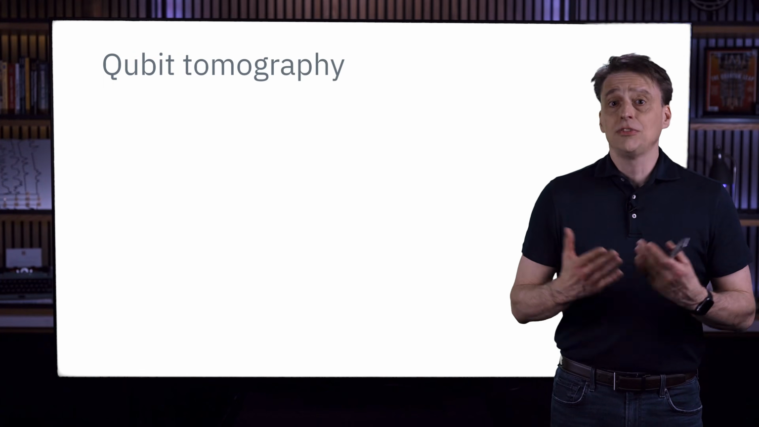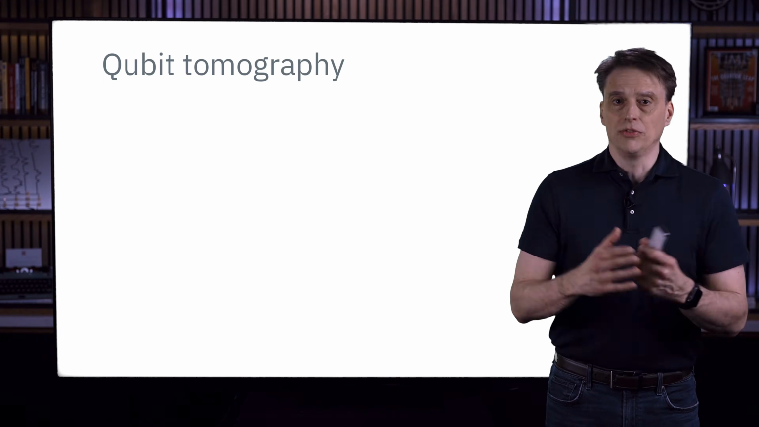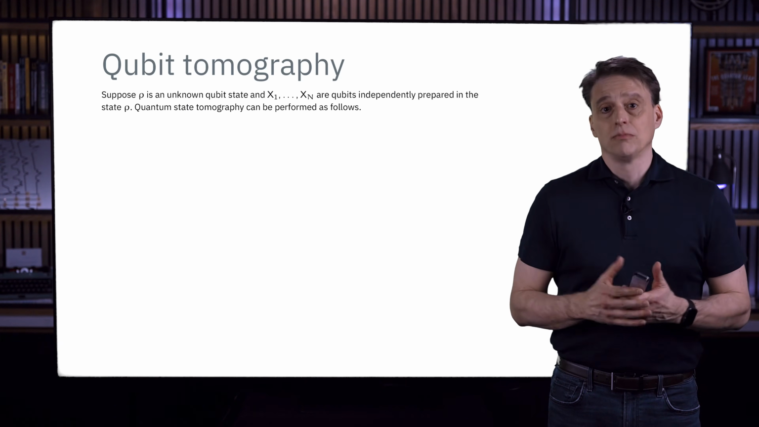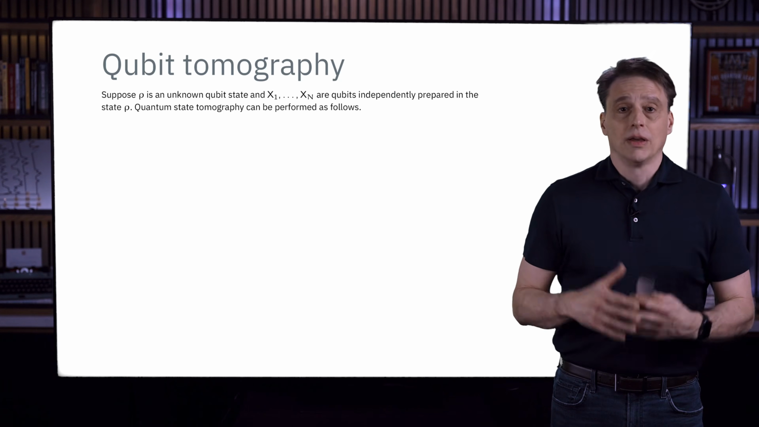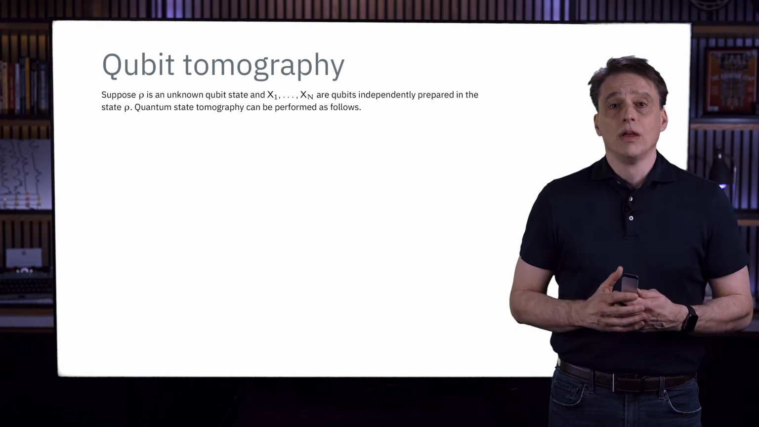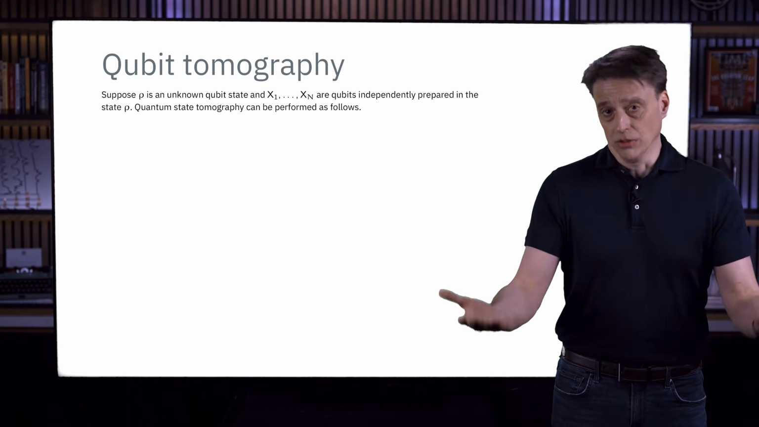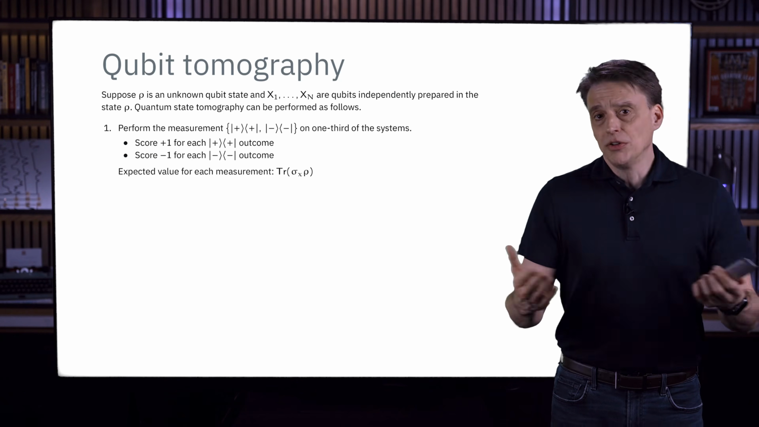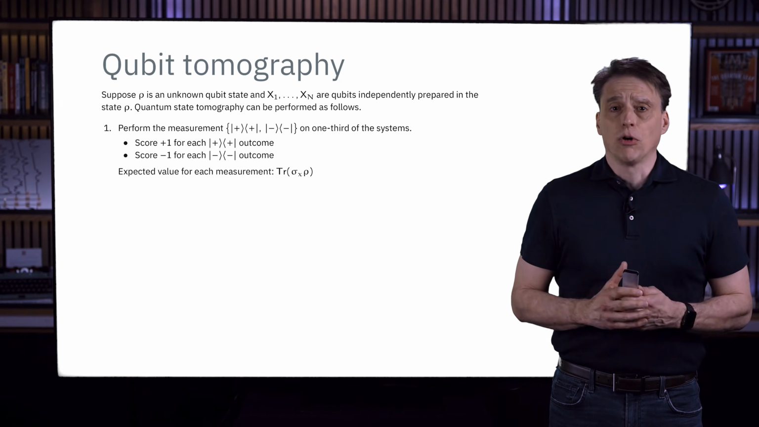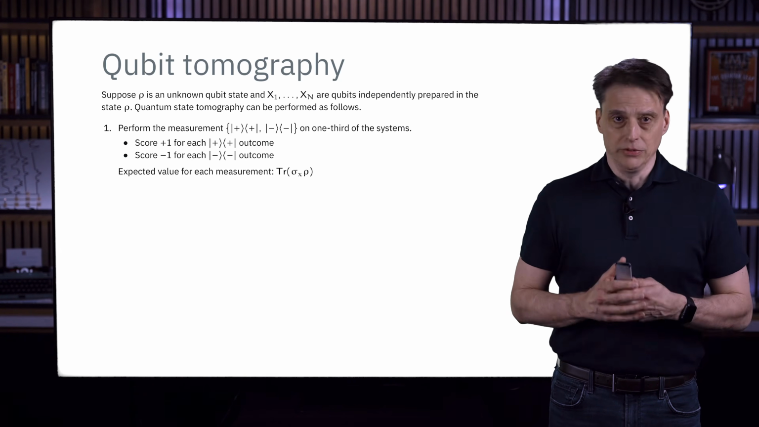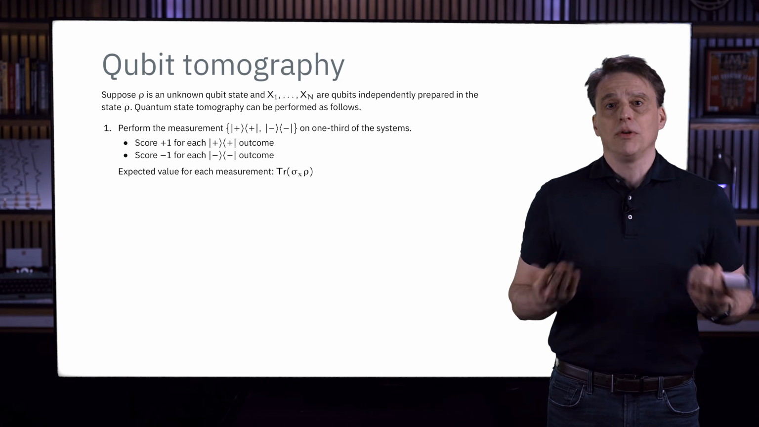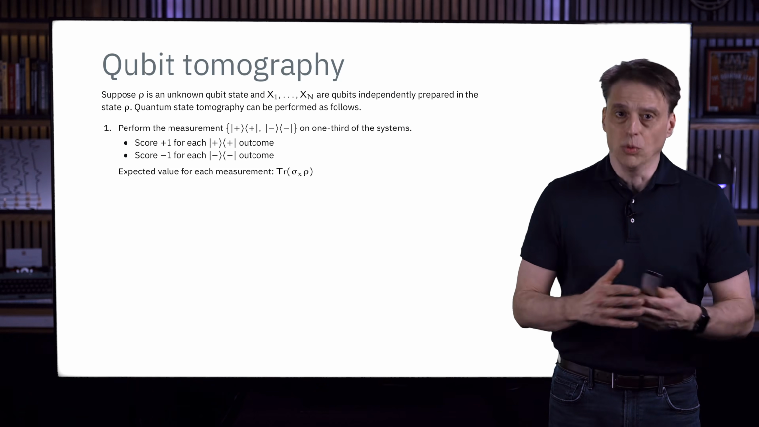To finish off the lesson, let's take a look at quantum state tomography for qubits and how we can do it. So let's suppose that ρ is a density matrix representing a state of a single qubit, and x1 through xn are qubits that have all been independently prepared in the state ρ. And for the sake of this discussion, let's assume that n is large. What we can do is to divide the systems into three roughly equal piles, and for the first pile, we'll perform a measurement with respect to the plus-minus basis. For each outcome corresponding to plus, we'll score +1, and for each outcome corresponding to minus, we'll score -1.